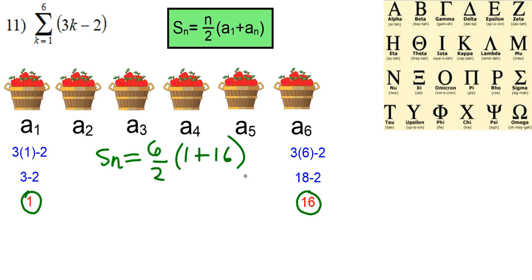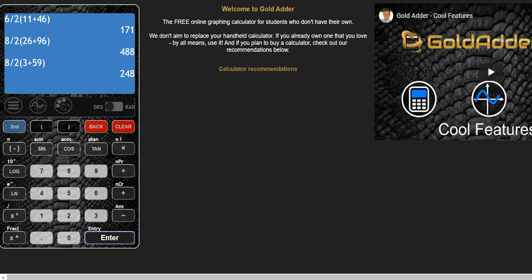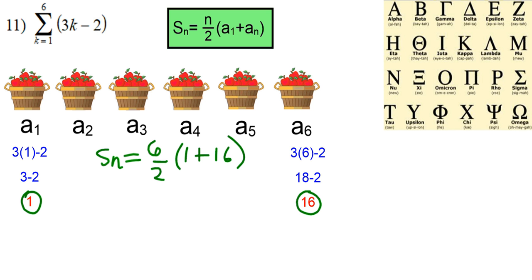So we just have to evaluate that formula. It was 6 over 2 times 1 plus 16. And that's 51. Same thing. So we can find all the terms and add them up, but it's going to be easier, trust me, to use the formula.